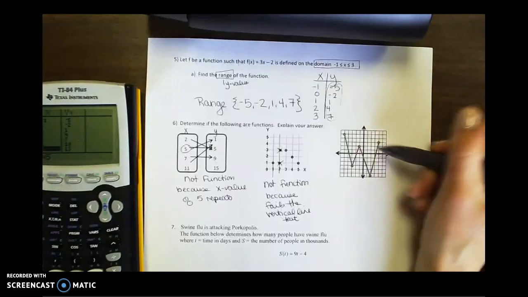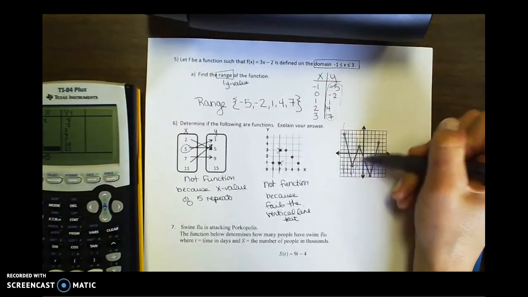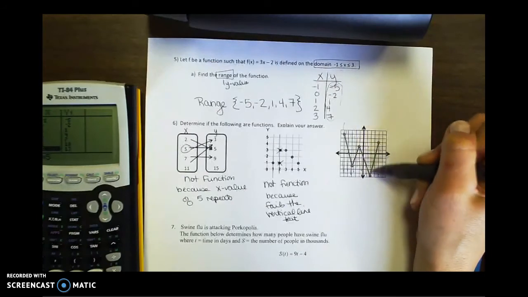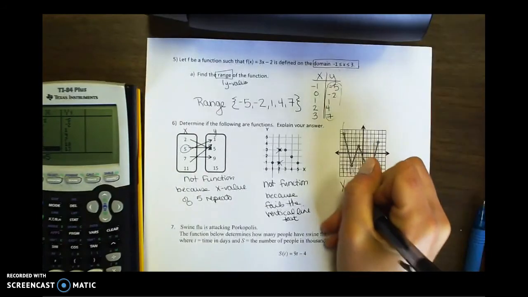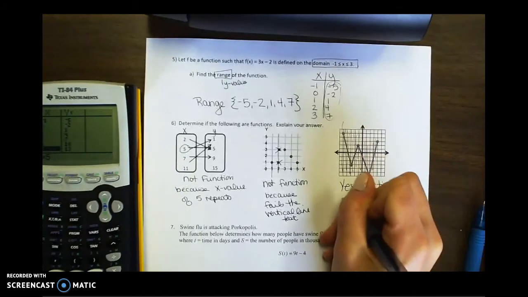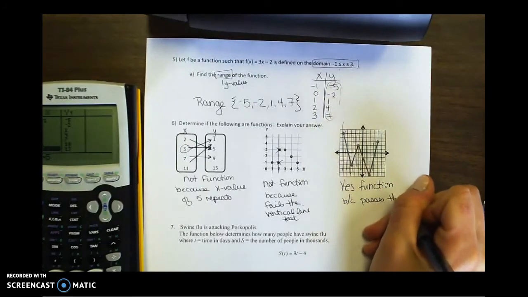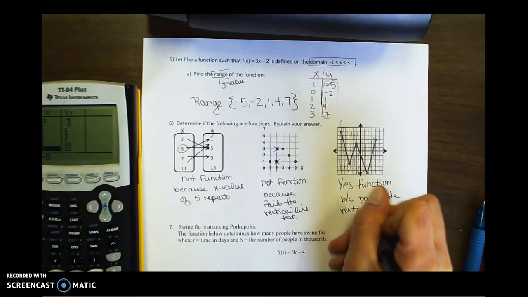Now let's take a look at the next one. So let's see, does it pass the vertical line test? If I draw vertical lines, does it always hit once? Yes, so this would be yes, a function, because it passes the vertical line test.